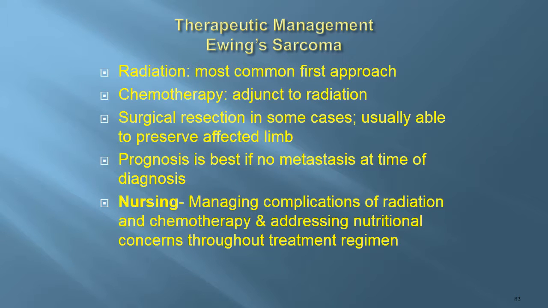Radiation is the most common first approach for treating Ewing sarcoma. Chemotherapy may be an adjunct to radiation. Surgical resection may take place in some cases. They are usually able to preserve the affected limb. The prognosis is best if there is no metastasis at the time of diagnosis. Nursing includes managing complications of radiation and chemotherapy and addressing nutritional concerns throughout the treatment regimen.